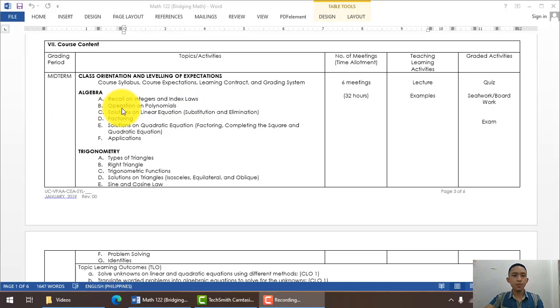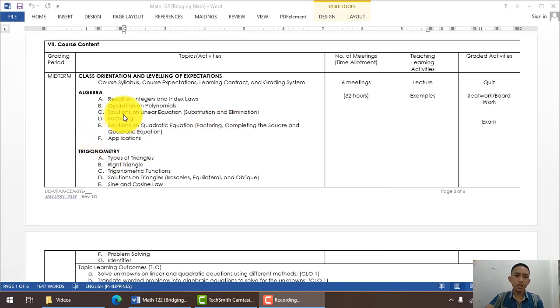And then operation on polynomials. If you say polynomials, by the way, you will be talking here with equations. We will be adding equations, subtracting equations, multiplying equations, dividing equations. And then solutions on linear equations. We will be focusing there on the solving of values of x and y. Let's say you are using x and y in your equation. On a linear equation, if you say linear, there is no exponent, only x, y.